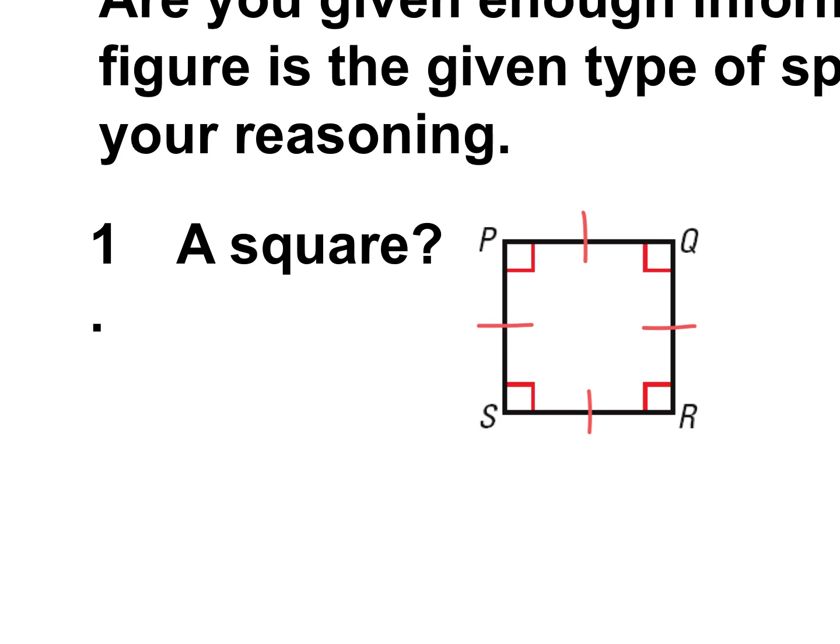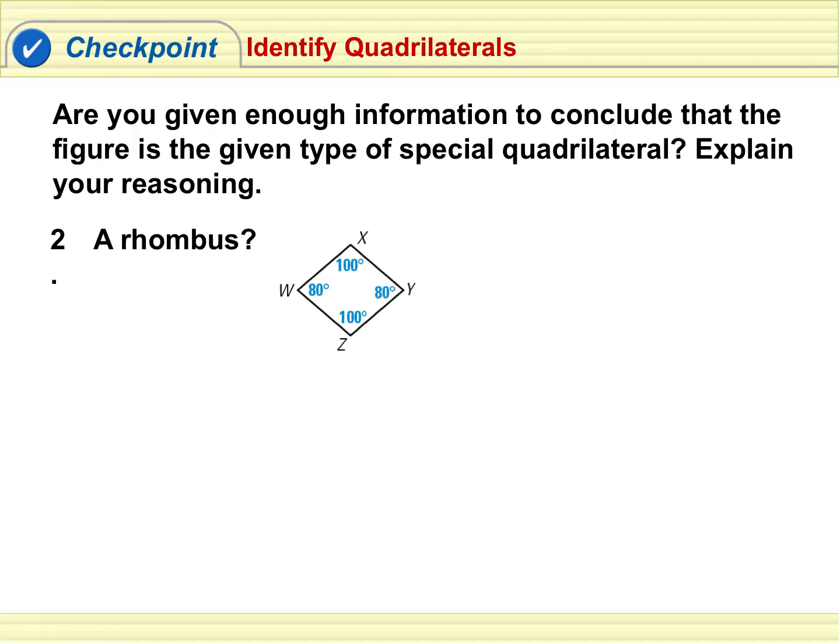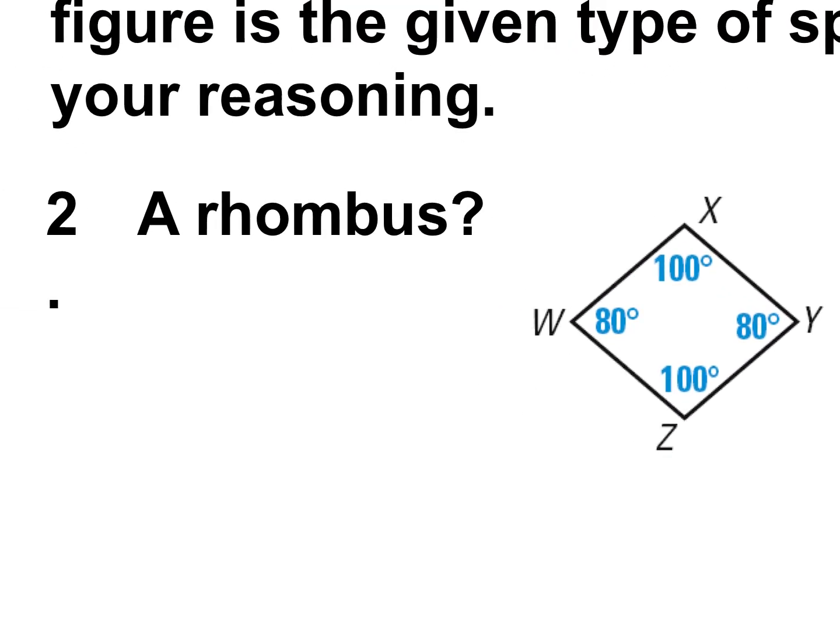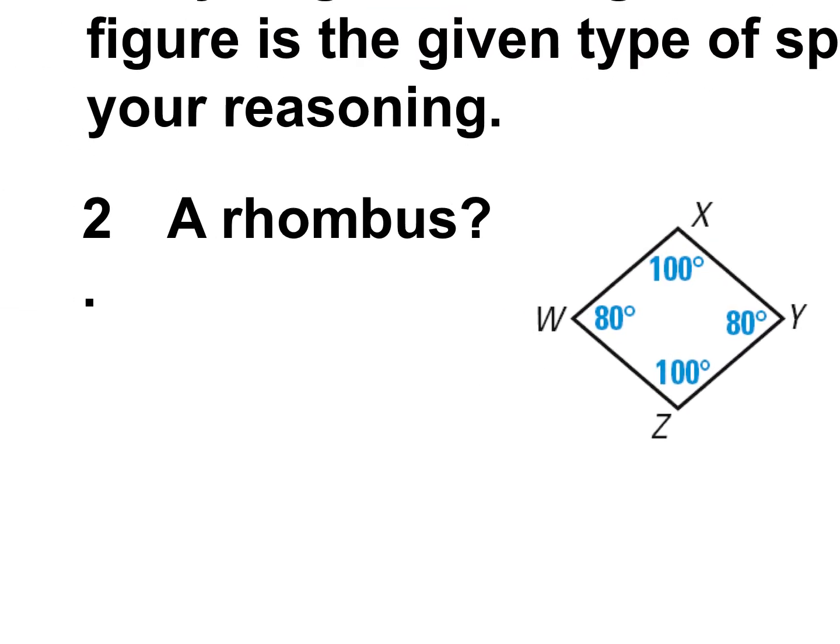Next one, it wants to know if this is a rhombus. What is the one thing we know about a rhombus? It has to have 4 congruent sides. Do we know anything about the sides? No, so this is not a rhombus.